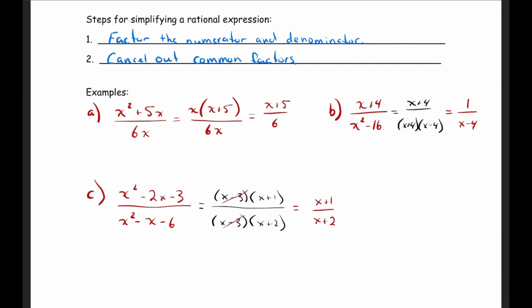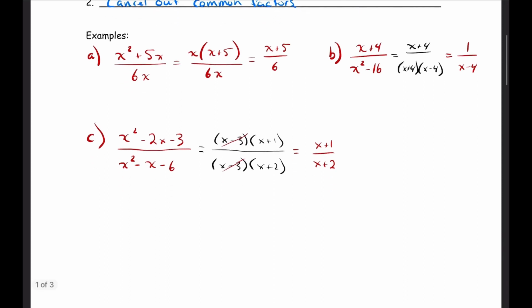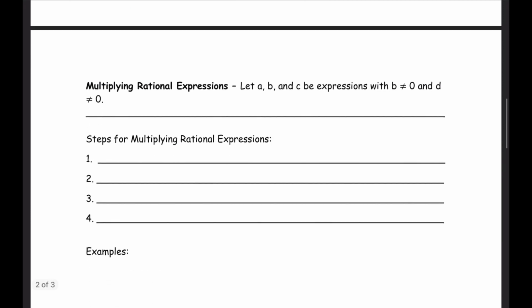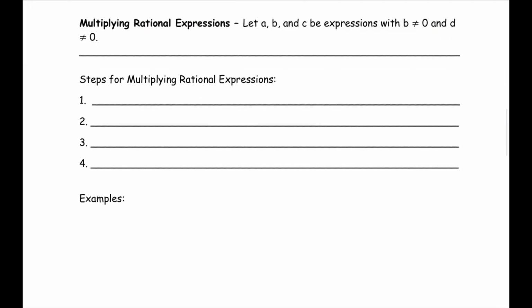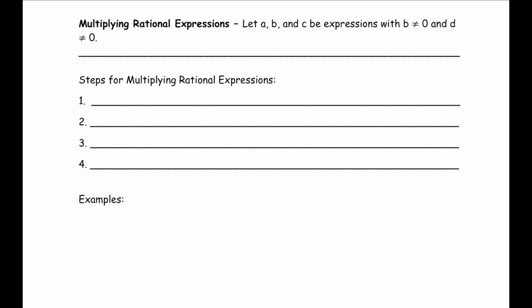All right, so moving forward, beyond just simplifying, we also would like to be able to multiply our expressions. Now, multiplying rational expressions works the same as multiplying fractions. A over B times C over D just becomes A times C over B times D.